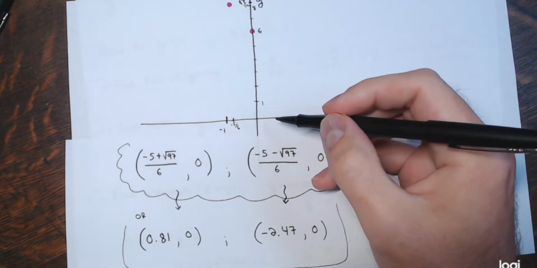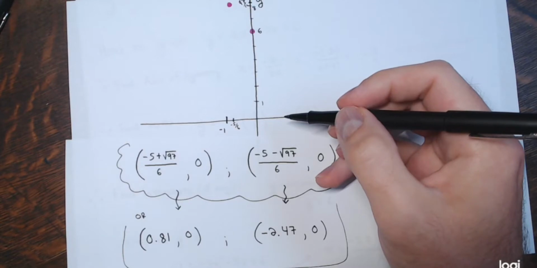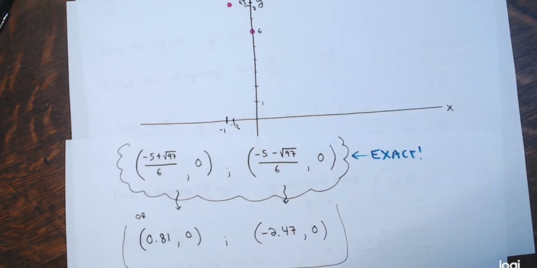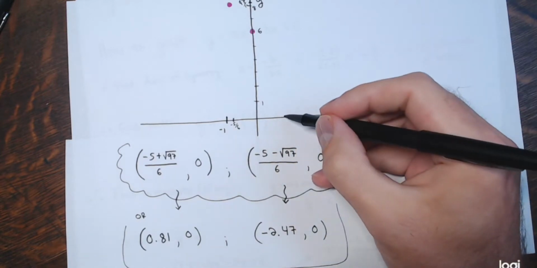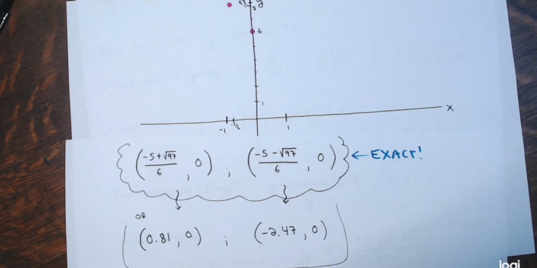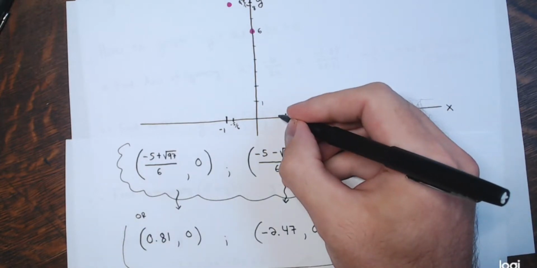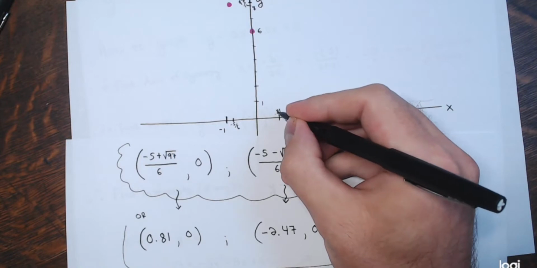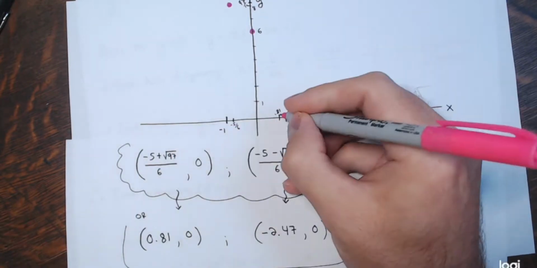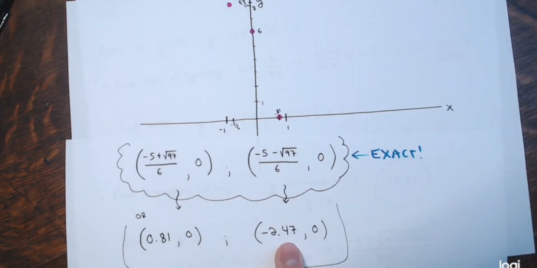Now this is going to be rough looking. So let's say plus 1. I'm trying to keep it neat, but this might not be the greatest looking thing in the world. One of the intercepts is at 0.81. That was negative 5 plus the square root of 97, all divided by 6. So let's say that's close to 1, 0.81, about there. So there's a point, an x-intercept. And then the other one was at negative 2.47.